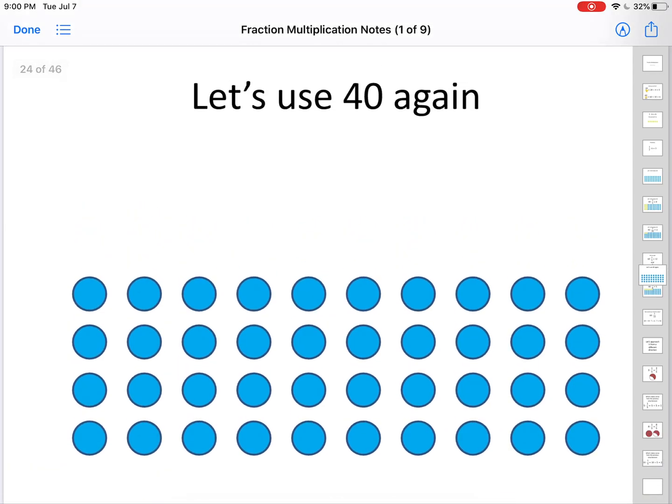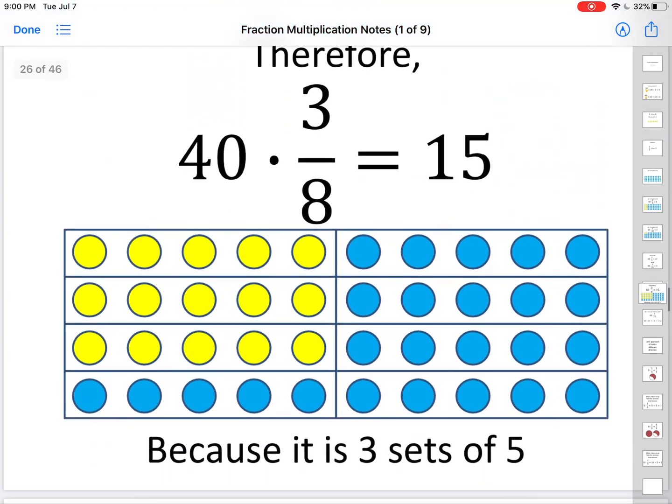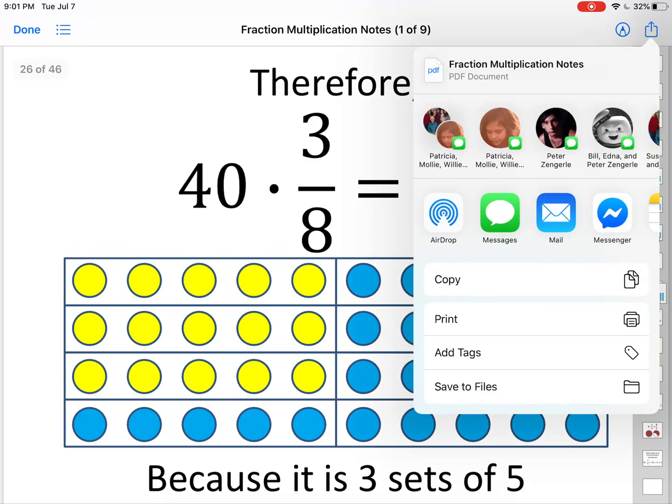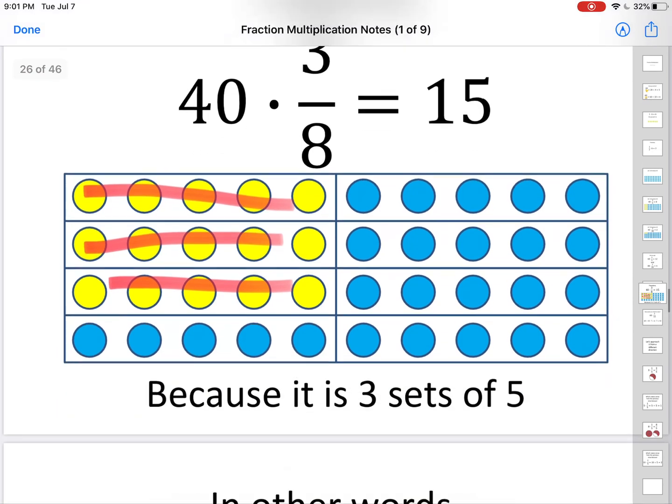Here's 40. We're going to do 40 times 1/8 is 5. So 40 times 1/8 is 5. 40 times 3/8 is 15. Because it's 3, it's 3, 1, 2, 3 of the sets of 5. 3 of the eighths. Easy?